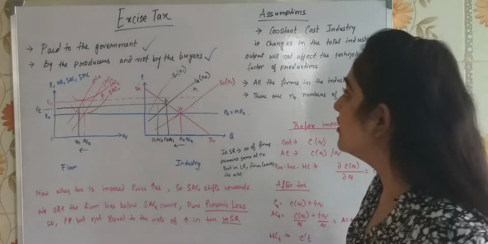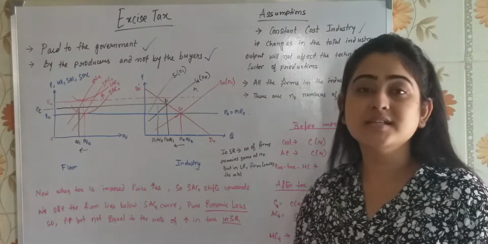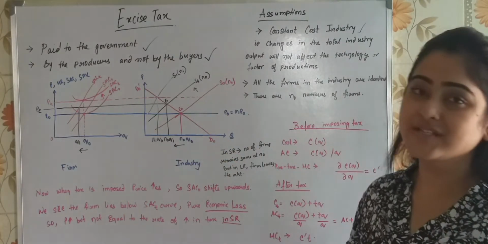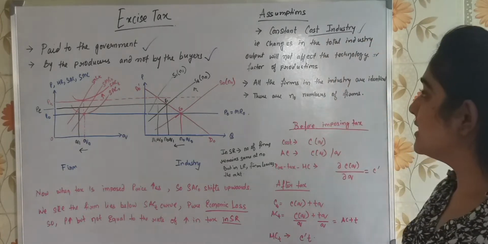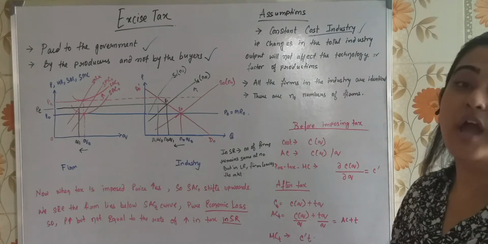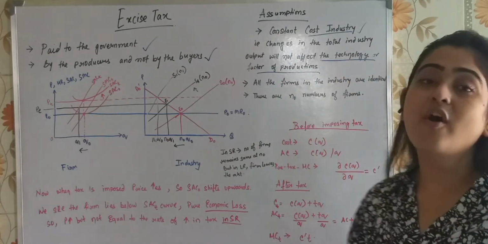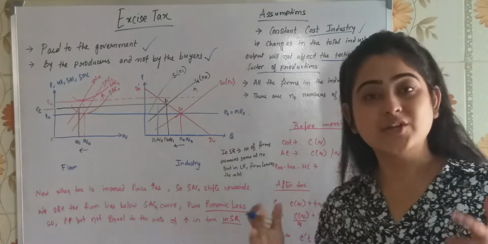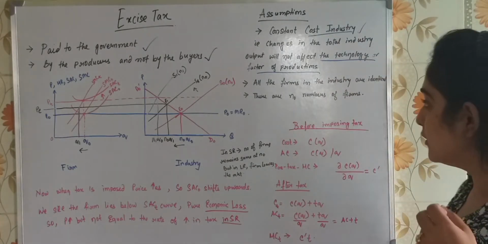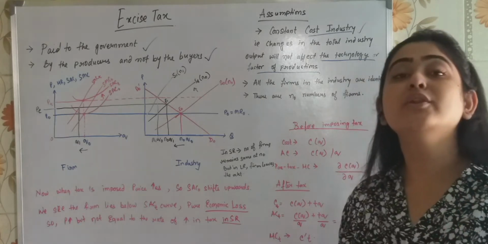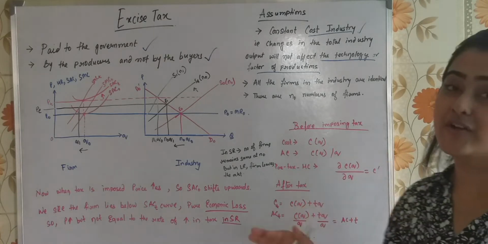Let's move on to the second part, that is the assumptions before we start with this topic. The first assumption is constant cost industry. Whatever we are going to discuss here is going to be under the constant cost industry. What does this constant cost industry imply? That any change in the total industry output is not going to have any effect on the technology or the factors of production.